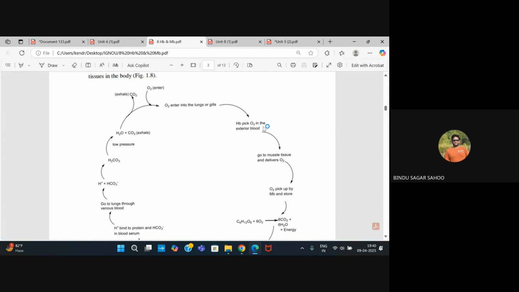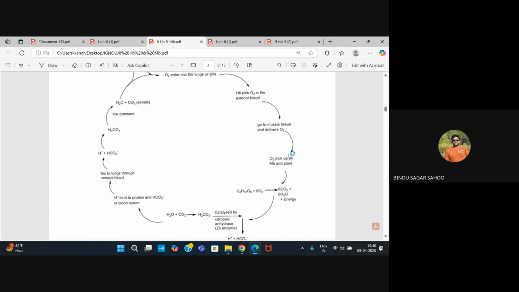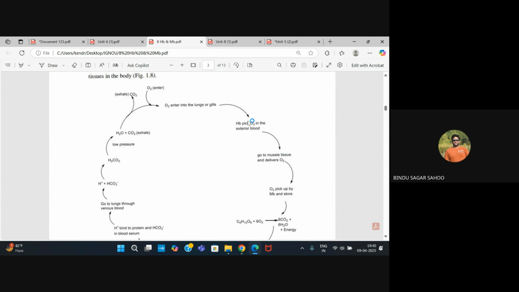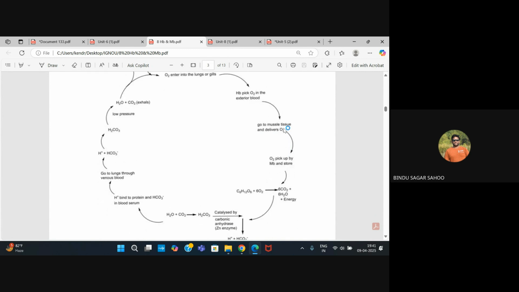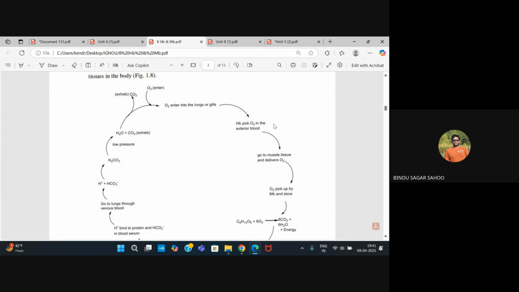Then the hemoglobin carries this oxygen through the blood towards our muscle, and when it reaches the muscle tissue, it delivers the oxygen. First, it binds with oxygen inside the blood when it passes through the lungs. Then it carries this oxygen from the lungs to the muscle tissue, and at the muscle tissue it delivers the oxygen. The oxygen binding capacity and oxygen releasing capacity depend upon a particular factor, and this factor is called partial pressure.